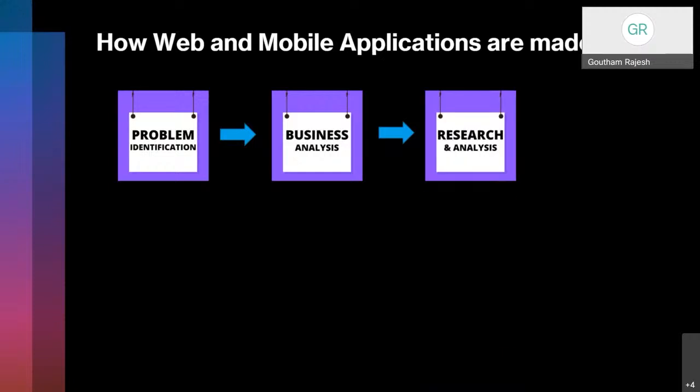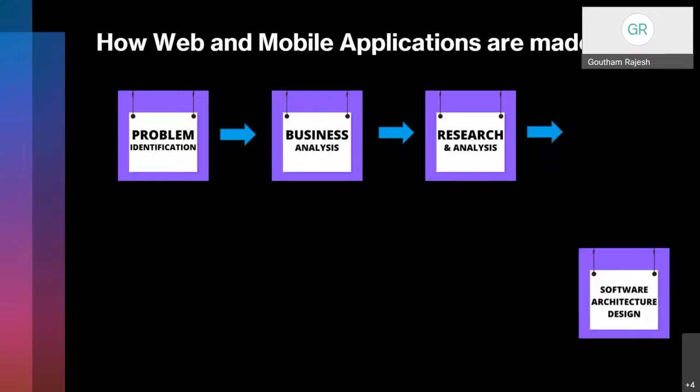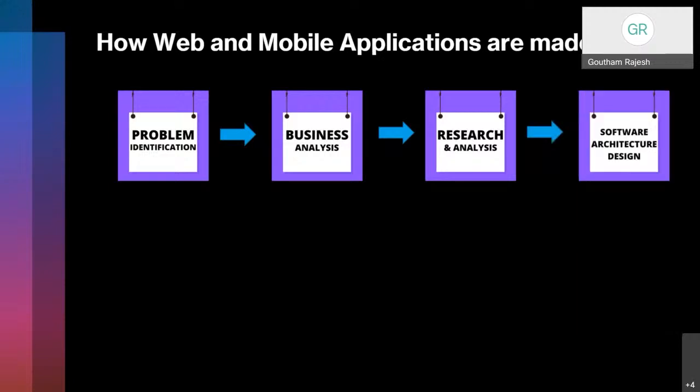Afterwards, they'll be going for research and analysis. In this phase, they'll be researching more into the problem, how it can be resolved by their technical knowledge, how the problem can be resolved in a good manner, and how it can be solved by our solution in terms of technology. Okay. After getting this research analysis, they'll move on to making a software architecture design.